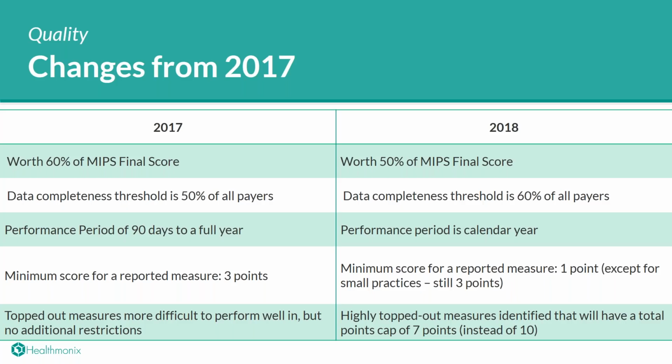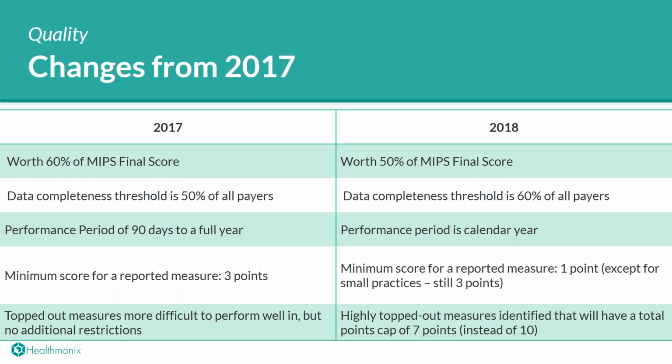And as we talked about and touched on a little earlier, for 2017, if a clinician or group of clinicians reported on a single quality measure, you would get at least 3 points. Even if you didn't meet that 50% data completeness threshold, you'd get at least 3 points. Well, for 2018, clinicians in small practices will continue to earn 3 points for reporting on at least each quality measure, even if they're not meeting the data completeness threshold.